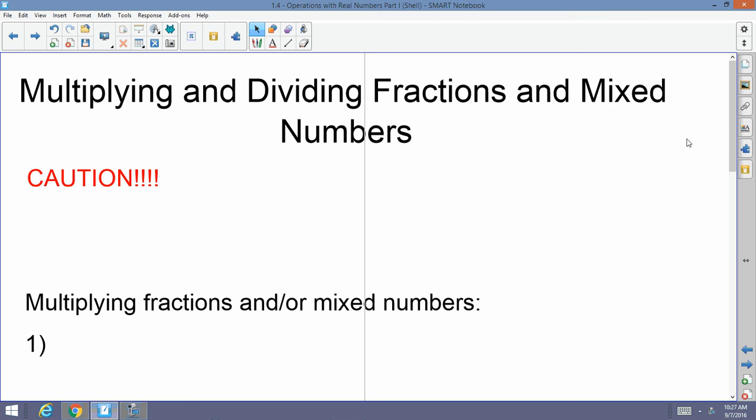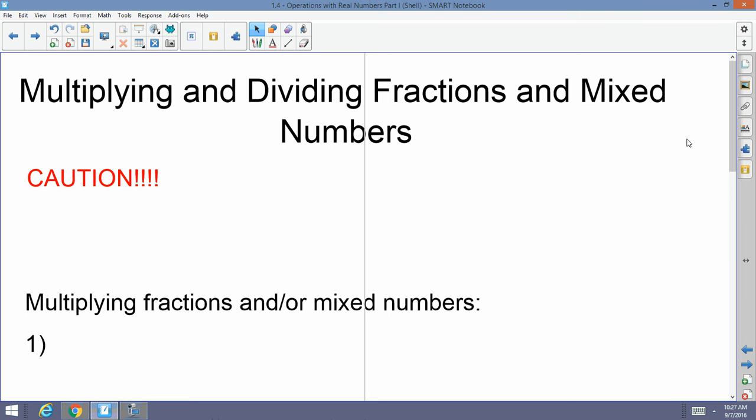Welcome back to Mr. Mo's Algebra 2 class. Today we're continuing with 1-4 Part 1, the fraction operations. And we're going to get right to it by learning how to multiply and divide fractions and mixed numbers. We're going to learn multiplication first, and then we'll learn division.